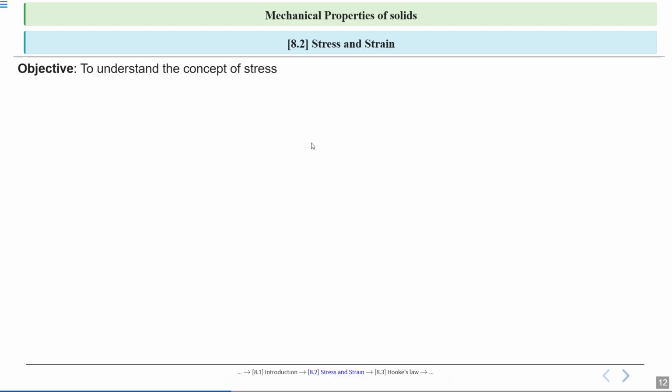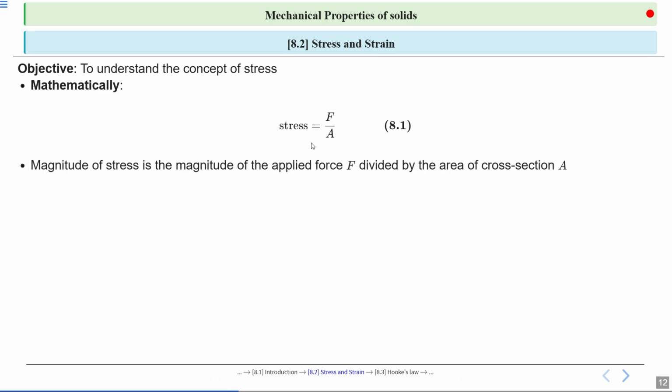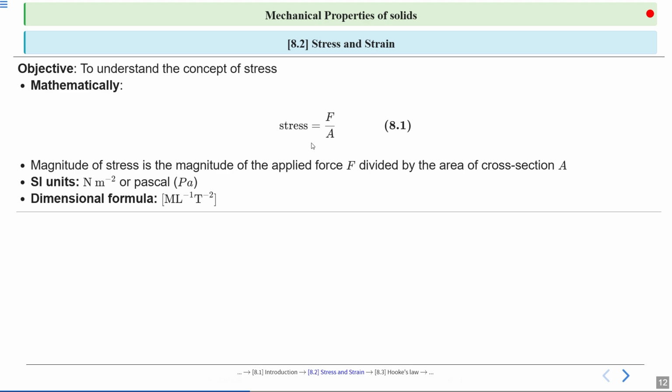So, mathematically, stress is equal to force upon area. The magnitude of stress is the magnitude of the applied force F divided by the area of the cross section A. This relationship shows us that stress increases with greater force or smaller area, which is important for understanding material strength. SI units: Newton per meter square or Pascal. Dimensional formula: M L inverse T raised to the power minus 2.